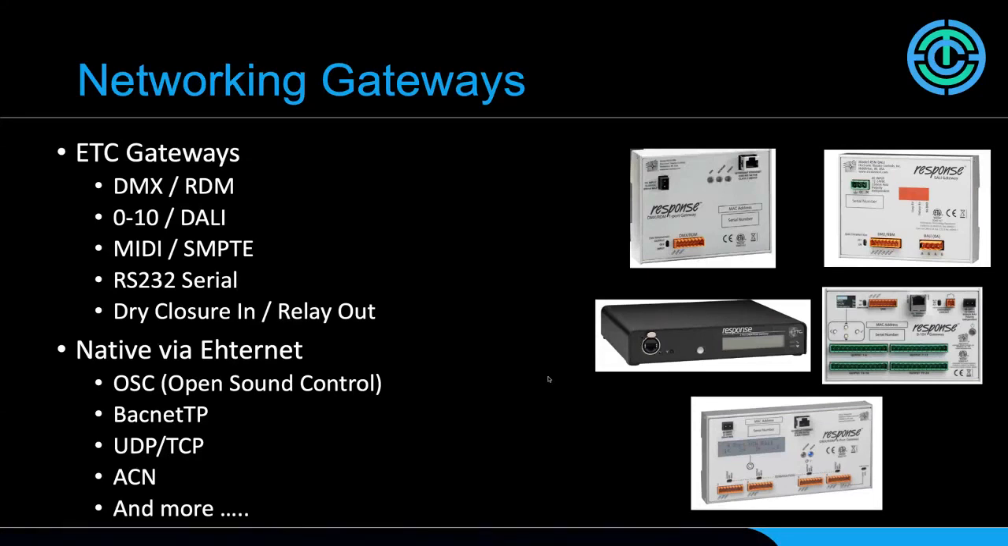They have dry closure ins and relay out gateways that will allow us to work with subsystems that are much simpler, analog controls and digital relay switching controls. All of our ETC control systems are native via Ethernet. We have a network backbone in our system. Everything is a network device.